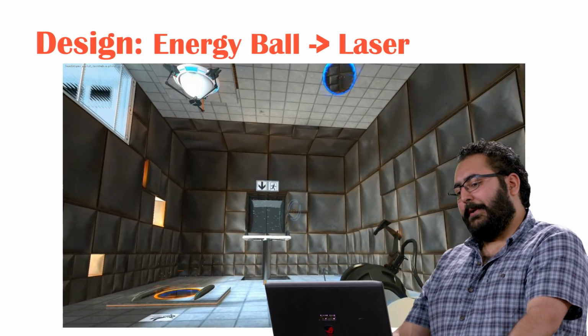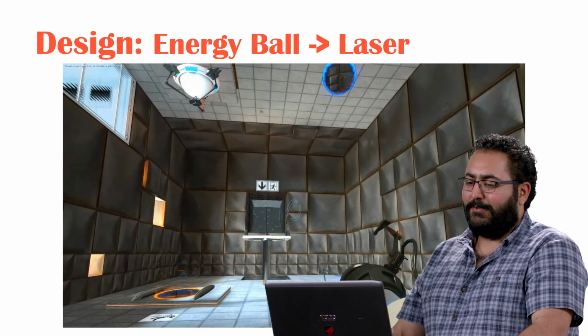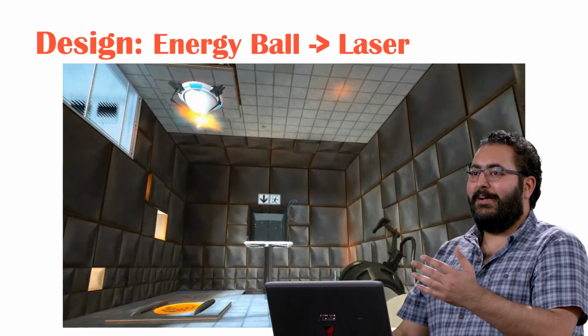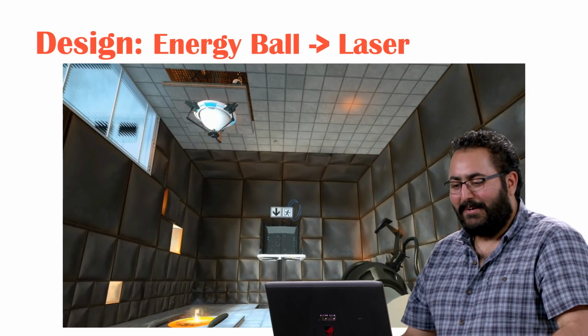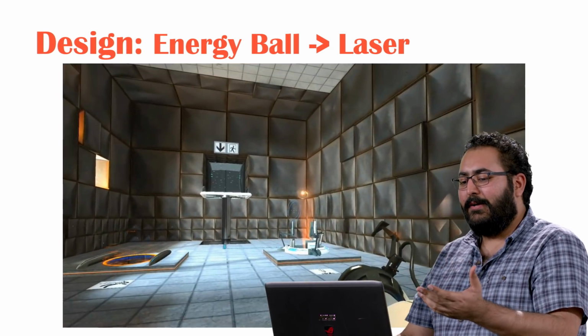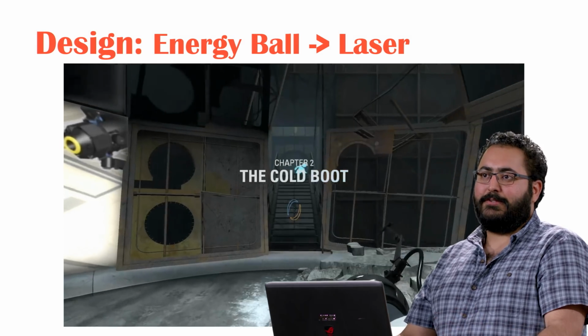There's a few issues with this mechanic, though, in that there's a bunch of timing element involved here, because the ball takes time to travel, and also if you get hit by it, you die. Which, I mean, it's fine. It's a game mechanic. But for Portal 2, we just thought, can we improve on this idea? And the thing we came up with was using lasers instead of the energy ball.